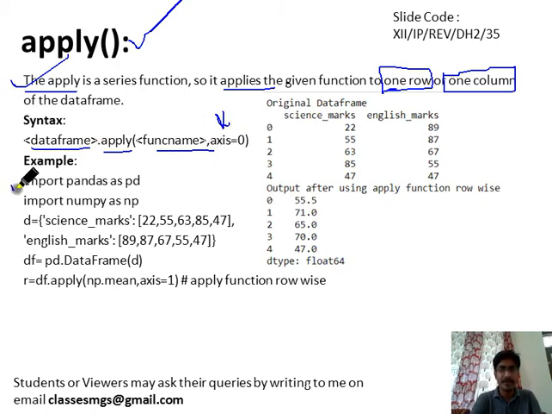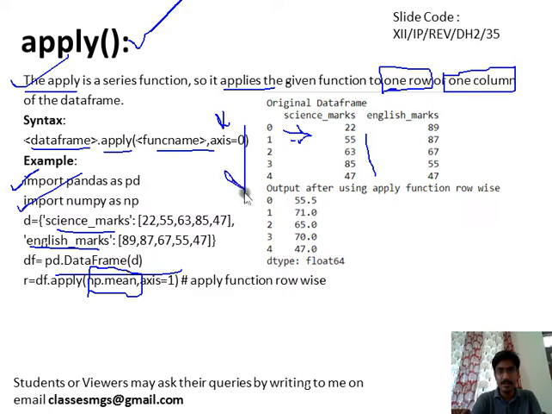For example, import pandas as pd, import numpy as np, then we have the same data frame with science marks and English marks given, and we have created the data frame using this code. Now we want to apply the mean of the data frame row wise. Axis equals 1 means row wise, because this is axis 0 and this is axis 1. So we want to compute the mean row wise, so we have passed axis equals 1. So for the first row, 22 plus 89 will be added.